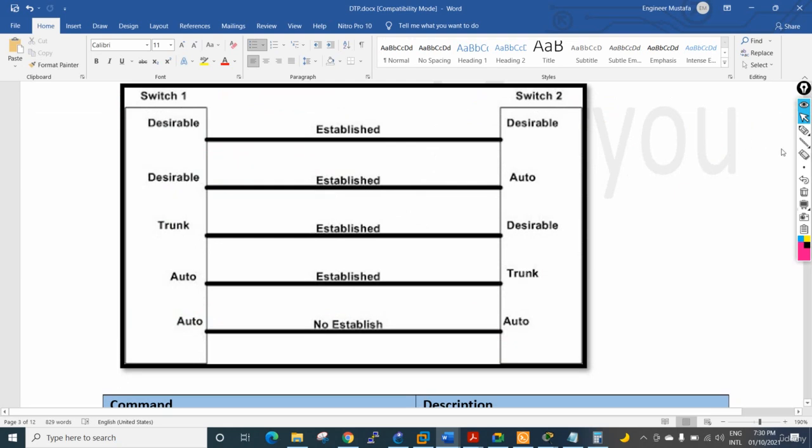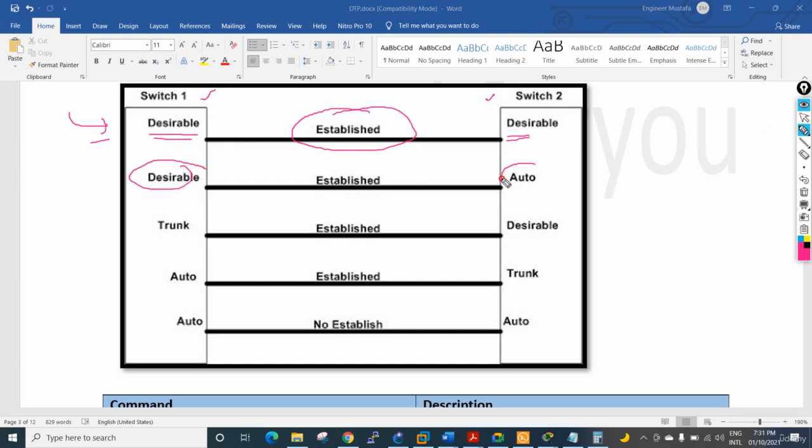So these modes we discussed, you can easily understand here. It is better if you remember this, because in interviews they sometimes ask this question. You have two switches, and here you have desirable and here desirable, then it will form the trunk. Desirable here and auto here, it will form the trunk. Trunk here and desirable here, it will form the trunk. Auto here and trunk here, it will form the trunk. Auto here and auto here, it will not form the trunk. So you need to remember this one. But anyhow, we are going to verify this in our lab.